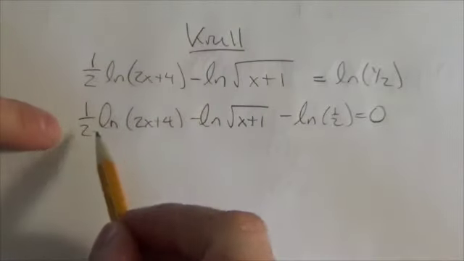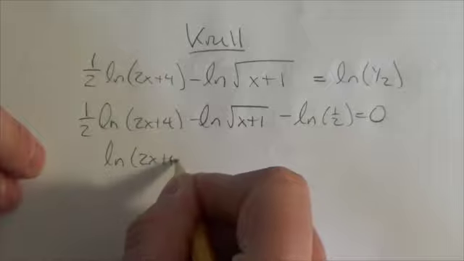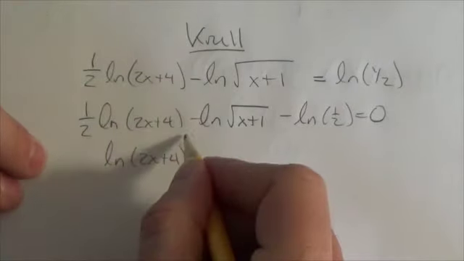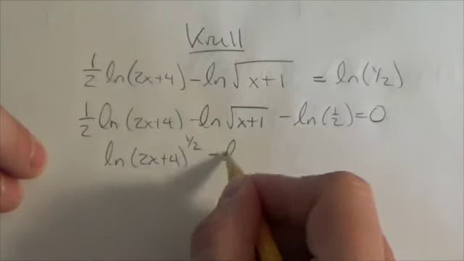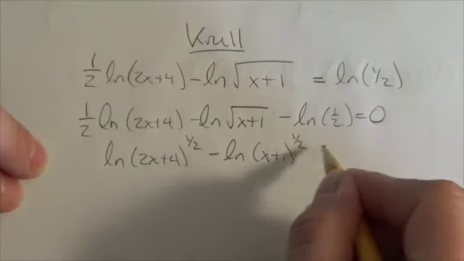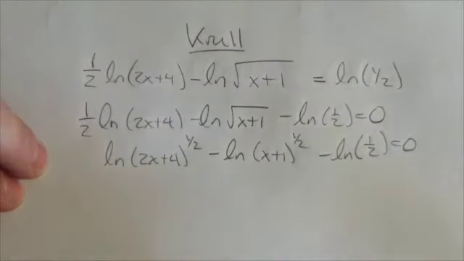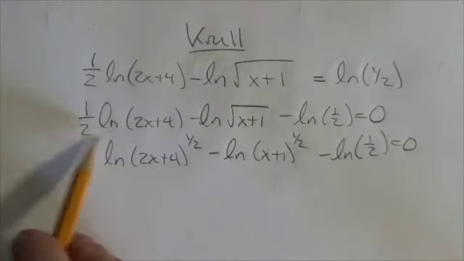The first step is going to be to move any coefficients up as exponents. So this right here is going to be to the 1/2 minus, and I'm just going to rewrite this radical as x plus 1 to the 1/2, minus the natural log of 1/2 equals 0. So there's my first step, to deal with the coefficients.